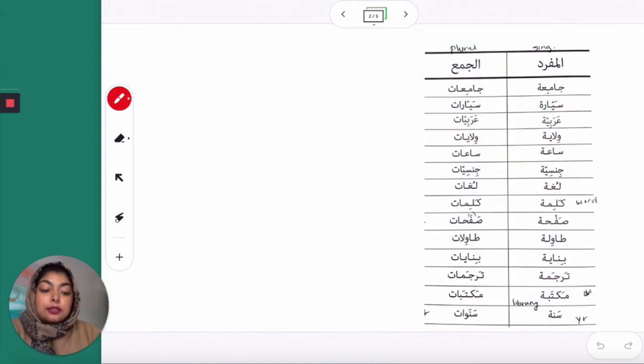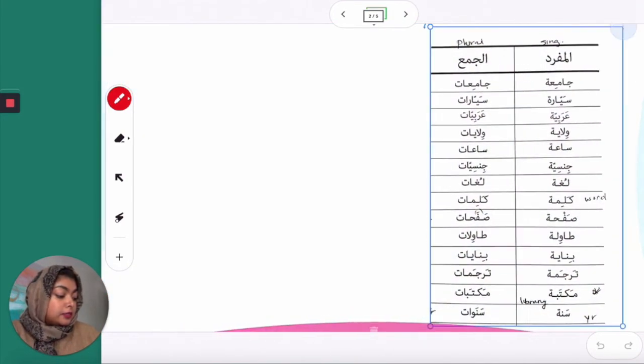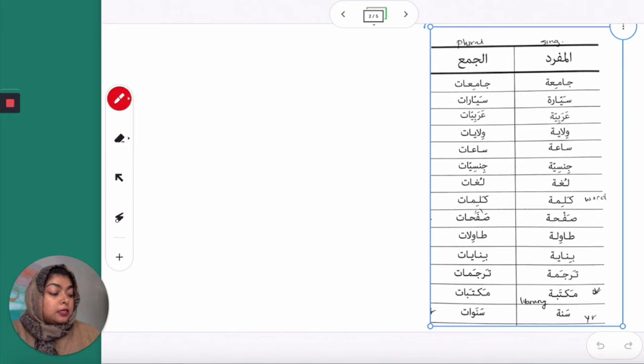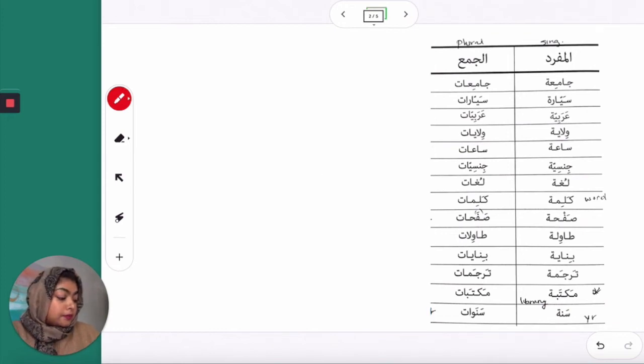And let's look at the chart that they have listed there for us. A little bit bigger. So here is a list of words. All of these words that are here are examples of jama' al-mu'annath, they're feminine. And these are all examples of غير عاقل, non-human words.